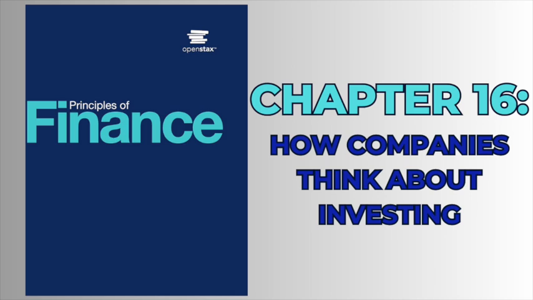Table 16.9. Year 0, 1, 2, 3, 4, 5, 6. Cash flow: negative 16,000, 2,000, 4,000, 5,000, 5,000, 5,000, 5,000. Discounted cash flow and cumulative discounted cash flow values are shown for each year, with the cumulative discounted cash flow reaching negative 2,835.62 by year 5.